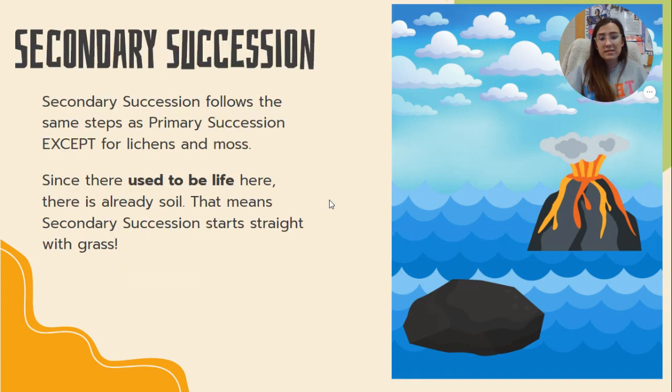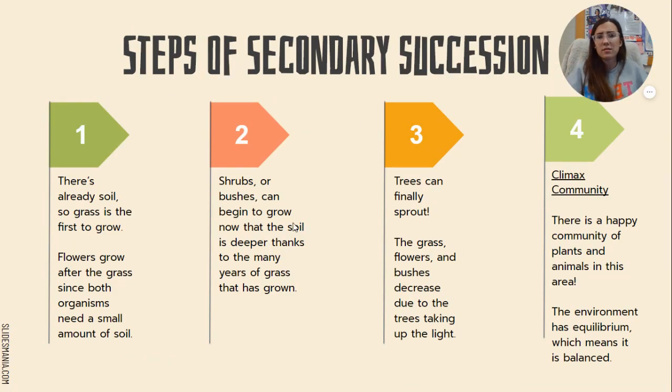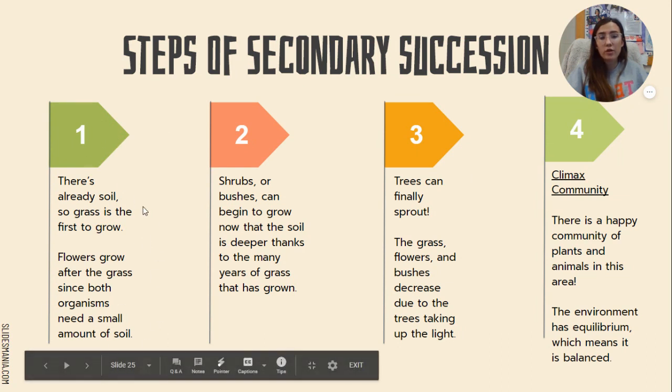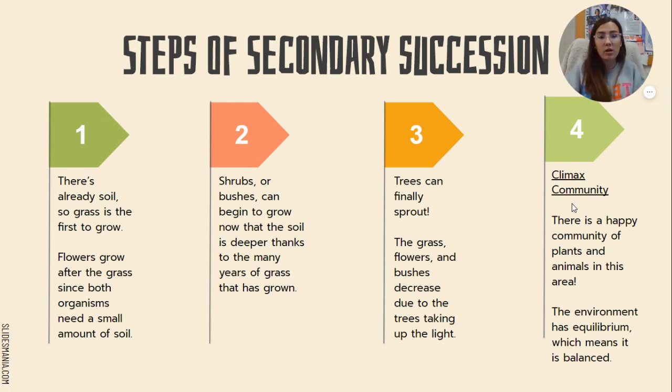In secondary succession, okay, we're going to follow the same exact steps as primary succession, except there used to be life here, meaning there's already soil. So we can just skip ahead to the grass. So for secondary succession, we get to go straight to growing grass and flowers. After that, we're continuing the same order. Shrubs will grow, then trees, and then our animals will populate our community, bringing us to equilibrium and being in a climax community.